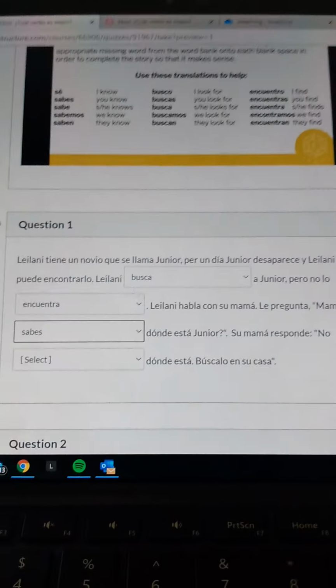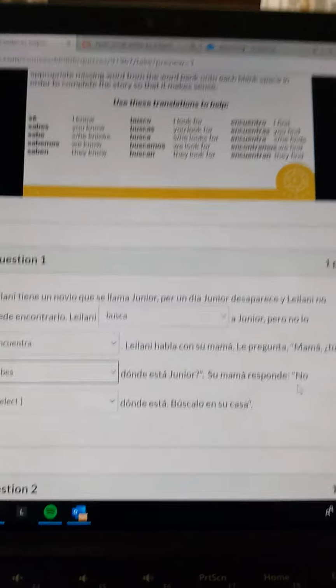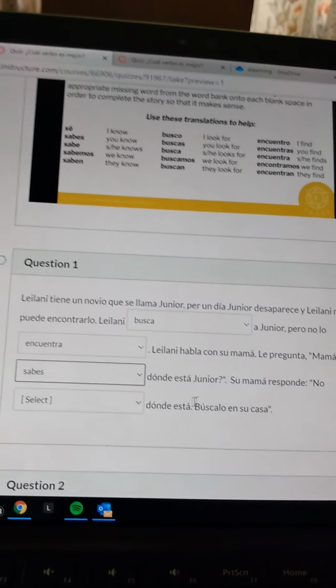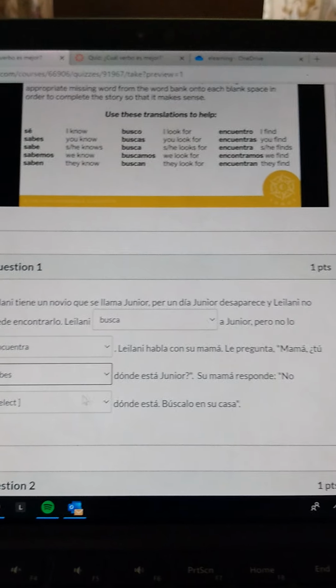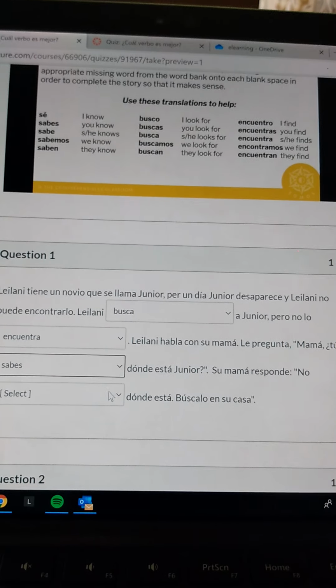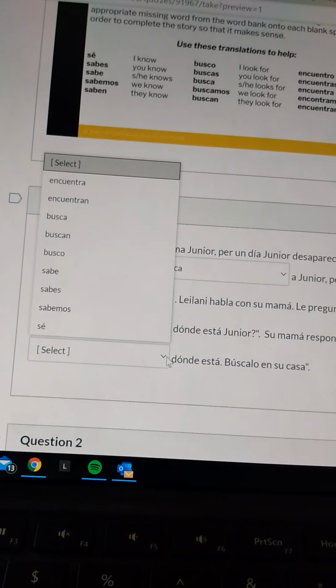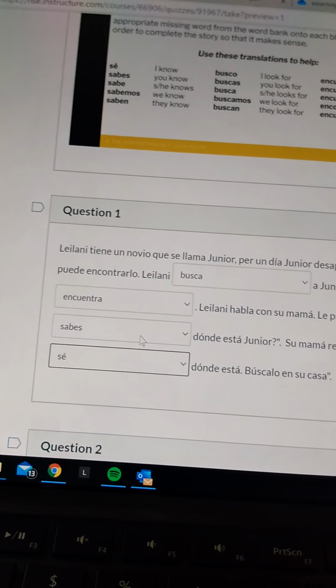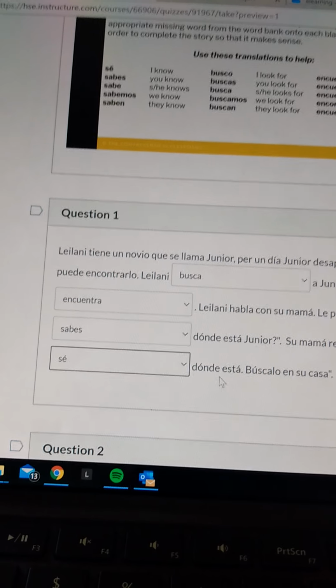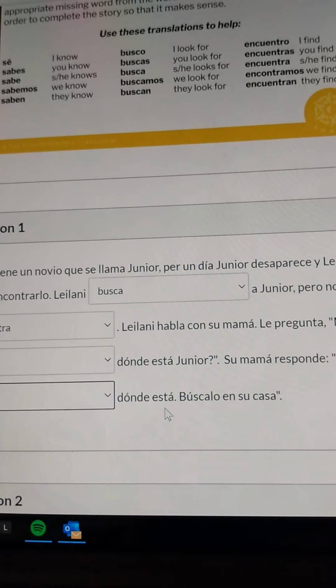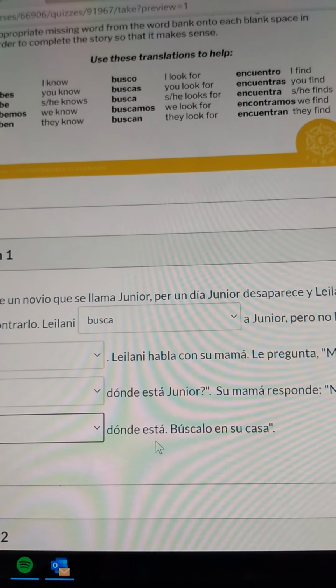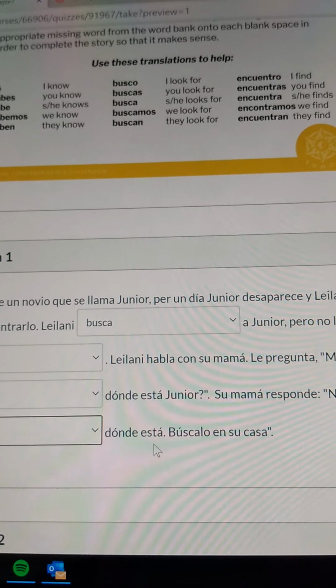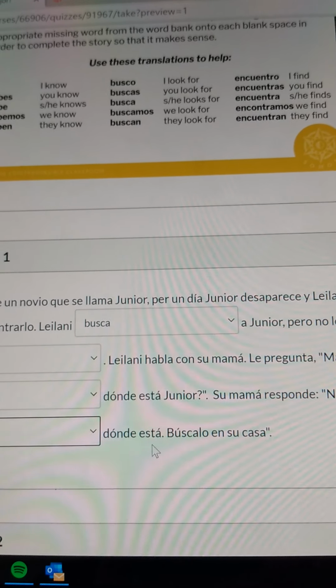Okay, so su mamá responde. She responds. It's in quotes again. So now the mom is talking in first person. She's referring to herself, the yo form. So, do you know where he is? Leilani asks, and her answer is going to be, I don't know. No sé. ¿Dónde está? I don't know where he is. Why would she know anyway? And then she says, búscalo en su casa. Remember, buscar is to look for. So she's telling Leilani, look for, lo is him, look for him at his house.